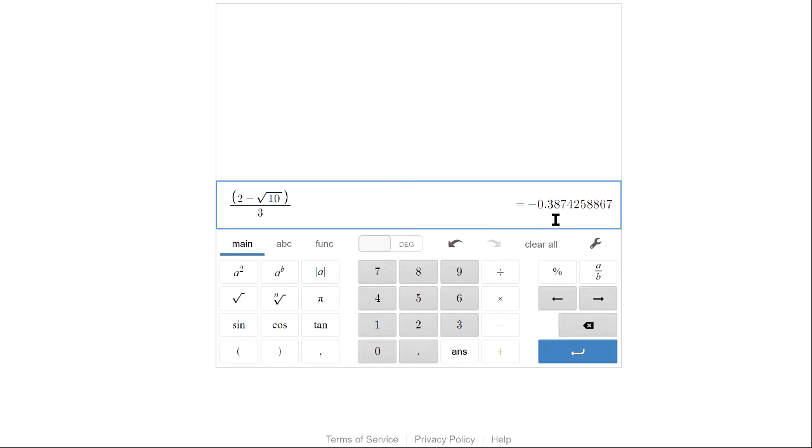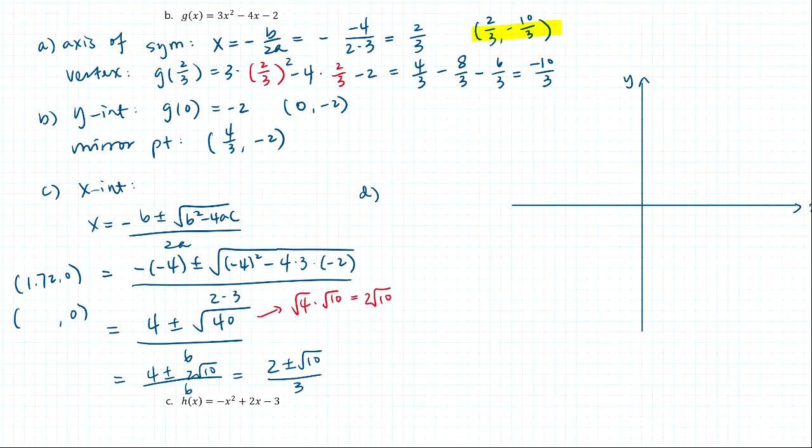That gives me negative 0.39 if we have to round up. And we can copy that, comma 0. And these are the x-intercepts. They're not particularly nice and even numbers, but we can still graph them nonetheless. And I'm going to go ahead and highlight the key points so far.